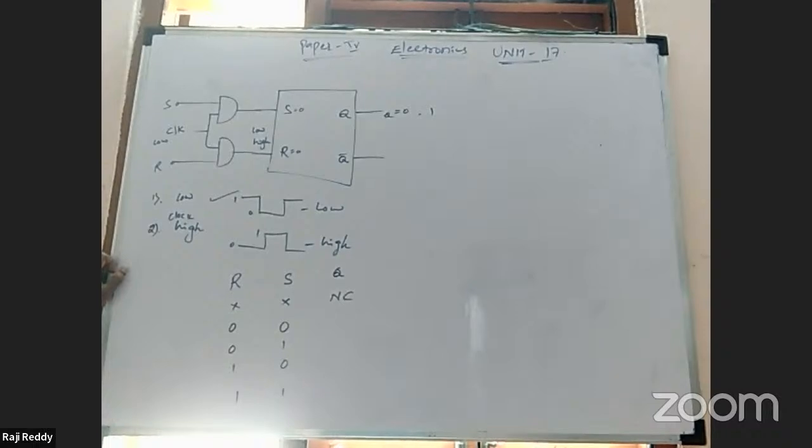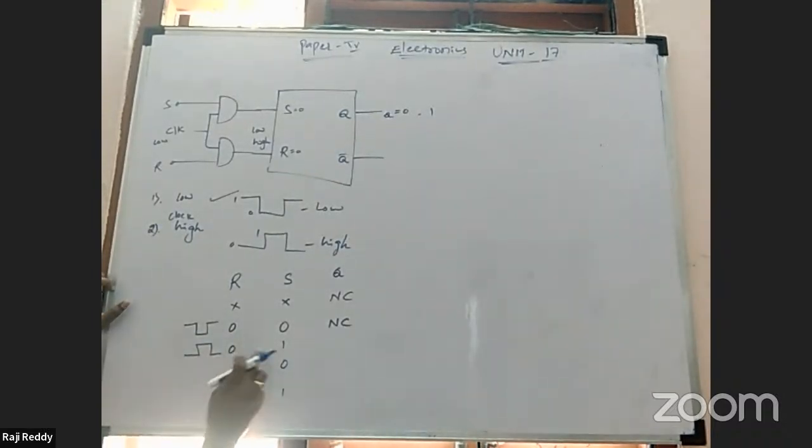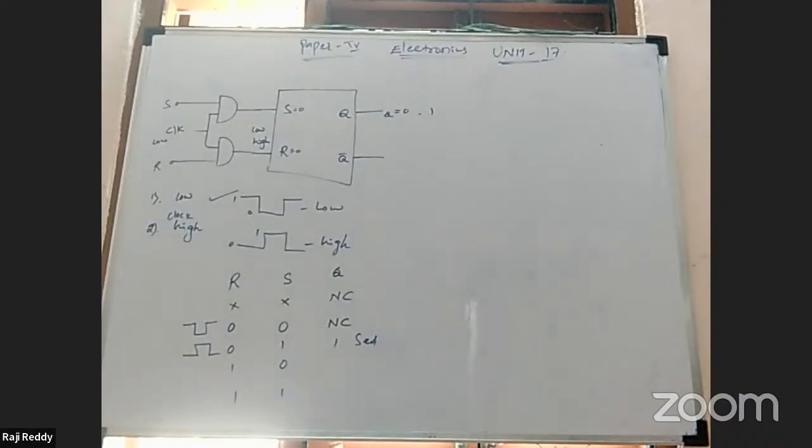When we give 0 0, nothing but we are clearing the latch. The data will be the previous condition. Then there are no changes in the previous data at the output. After that, when you give a high pulse here, this is a low pulse. Then next we give a high clock pulse. When you give a high clock pulse, it goes 0 to 1. Then we get a 1 here, nothing but set. Always 1 indicates set and 0 indicates reset.